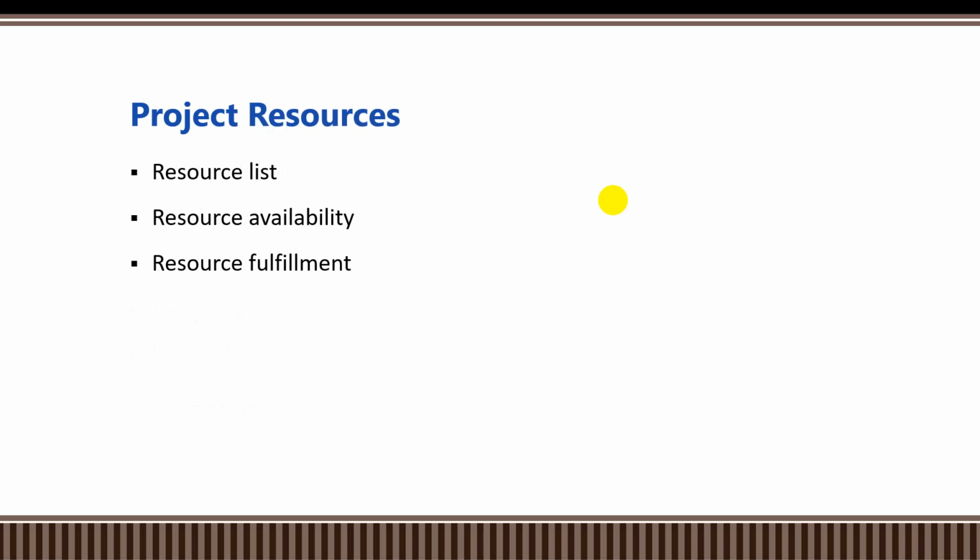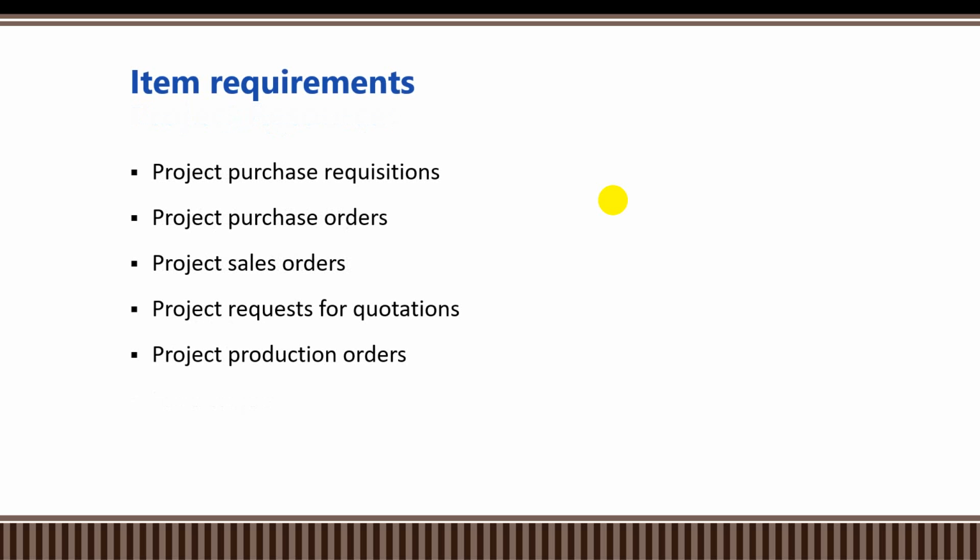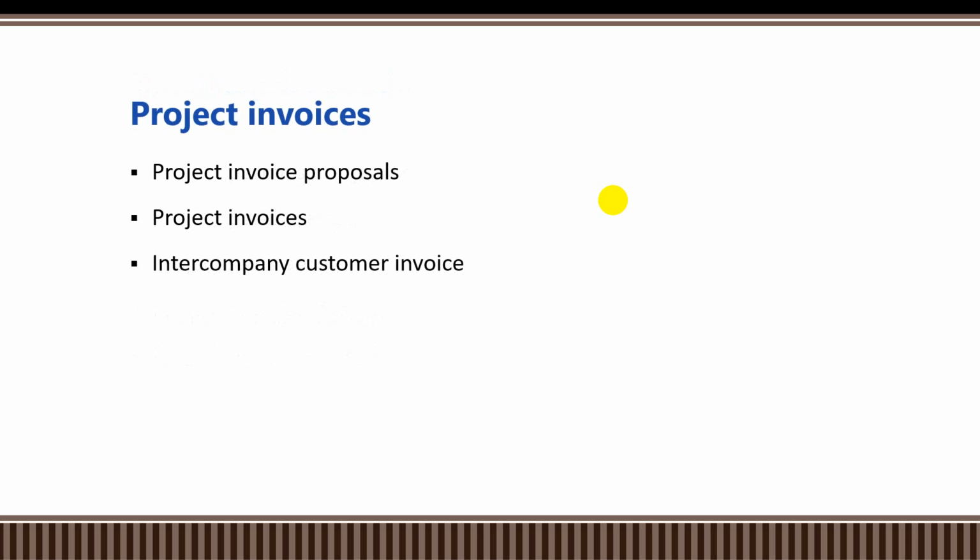Then we will talk about the project resources here. First, resource list. Second, resource availability. Third, resource fulfillment. Then we will also talk about item requirements. In the item requirements, we'll explain project purchase requisition, project purchase order, project sales order, project request for quotation, and project production order.